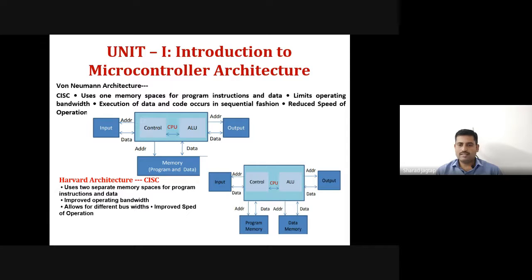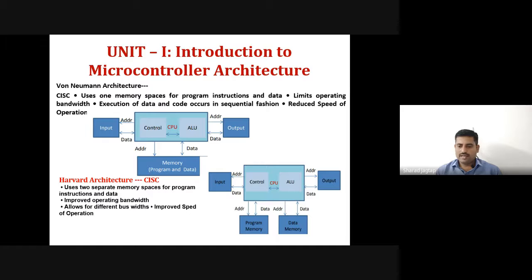But what happens in the other architecture, that is Harvard architecture? Both are based on CISC. CISC means complex instruction set computer. There are two types of microcontroller architecture based on the instruction set, that is CISC and RISC. CISC means complex instruction set computer. RISC means reduced instruction set computer. In a reduced instruction set computer, we are using fewer instructions as compared to CISC. The second type, based on the memory, is Harvard architecture.